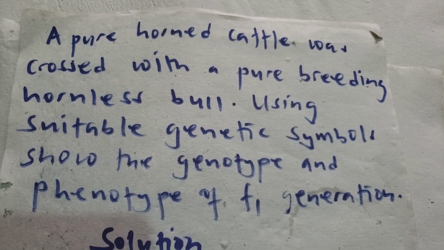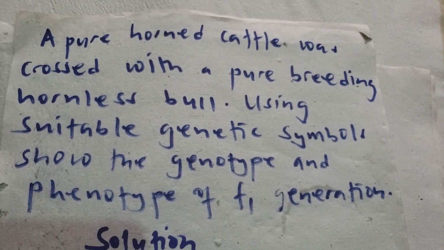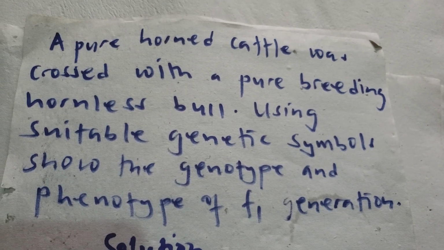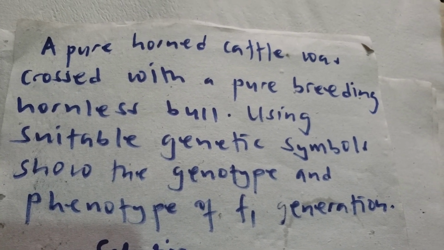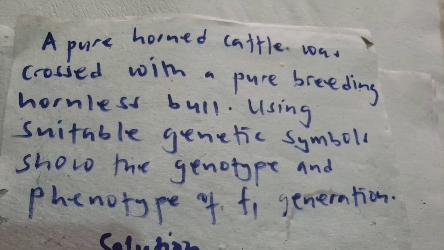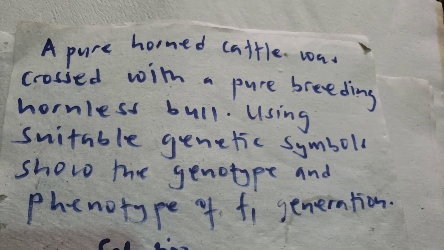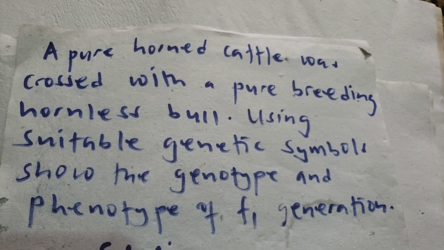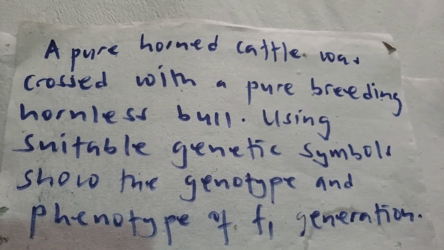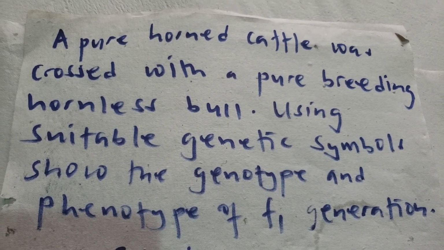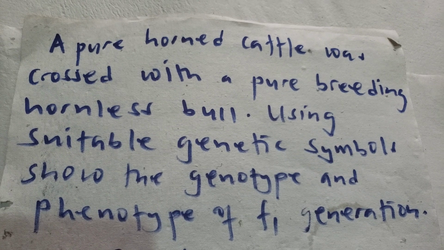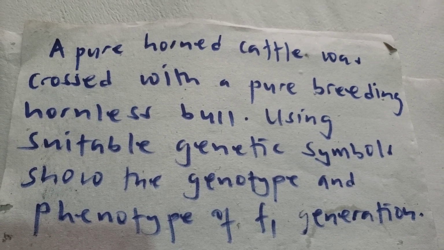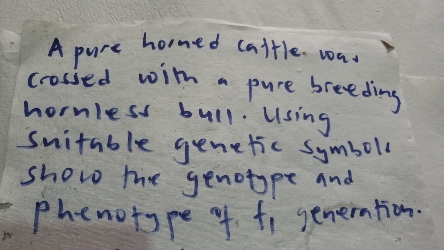Now in this session, we are going to look at a cross between a pure horned cattle and a pure breeding hornless bull. Let's go through our question. A pure horned cattle was crossed with a pure breeding hornless bull. Using suitable genetic symbols, show the genotype and the phenotype of the F1 generation.